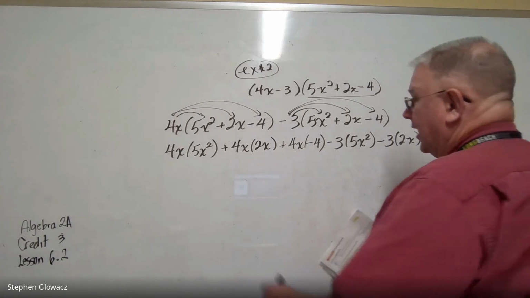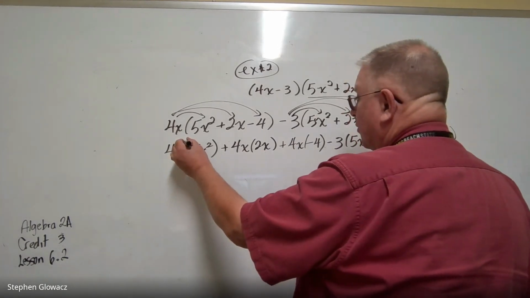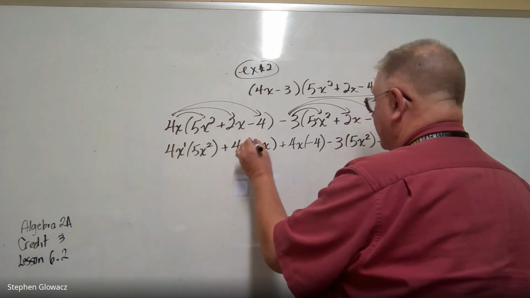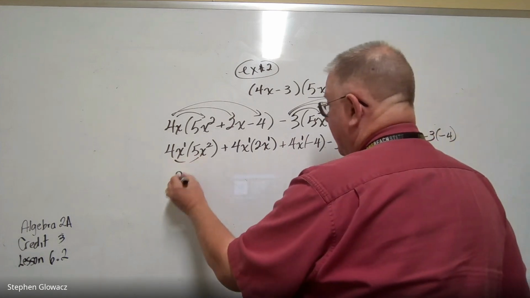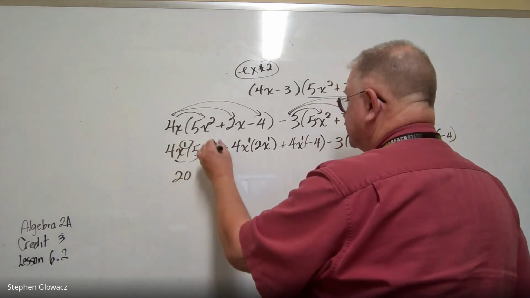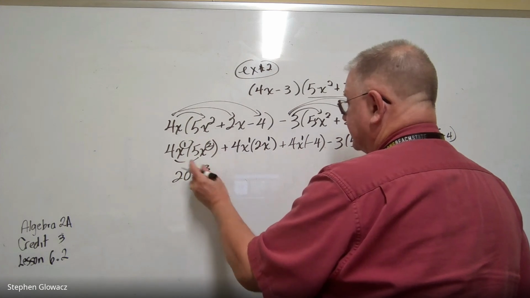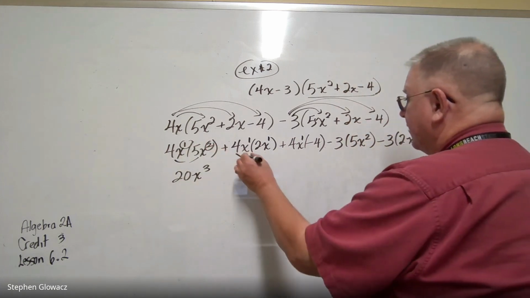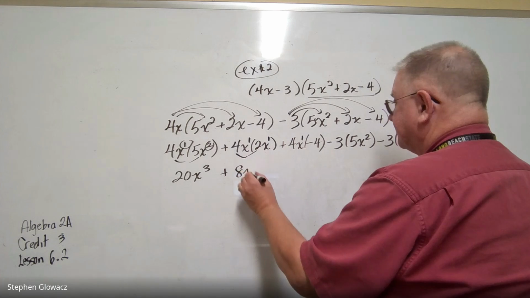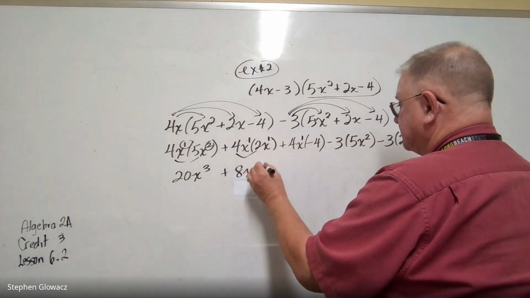In our first term here, remember, where we don't have an exponent, we can write in a 1. So let's put in our 1s. 4 times 5 is 20. 1 plus 2 is 3. Remember, multiply the coefficients, add the exponents. Here we have 4 times 2 is 8, and then 1 plus 1 on the exponents gives us 2.